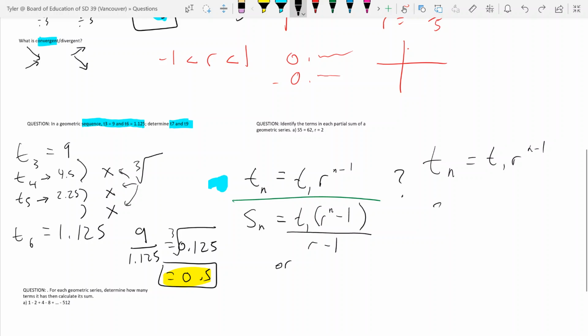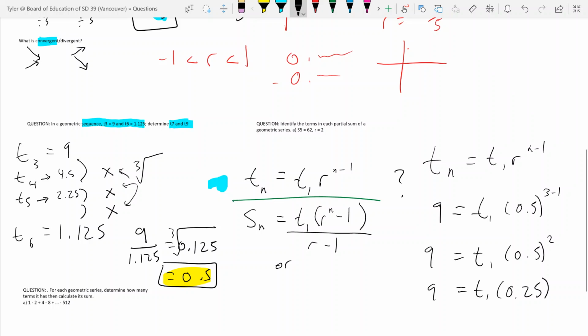So I have 9 is equal to T1, I don't know what it is. R we said is 0.5. And then n minus 1 is going to be 3 minus 1. So 9 is equal to T1 times 0.5 to the power of 2. So 9 is equal to T1 times 0.25, pretty sure. Yeah. If I mess that up, that would mess up the rest.